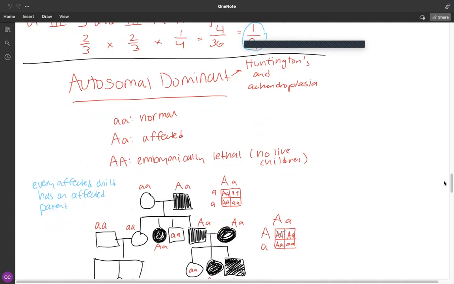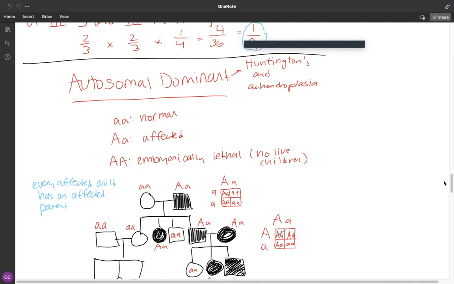So moving on to autosomal dominant, which is definitely a different pattern of inheritance. The two kinds of diseases that you need to know that are autosomal dominant are Huntington's and achondroplasia. So for autosomal dominant, we're working generally with gain of function. So remember that the genotype of a normal individual in an autosomal dominant pattern of inheritance is homozygous recessive, so 2 little letters. An affected individual is heterozygous.